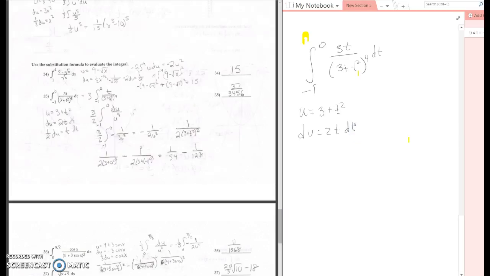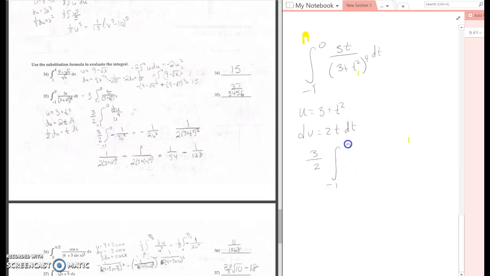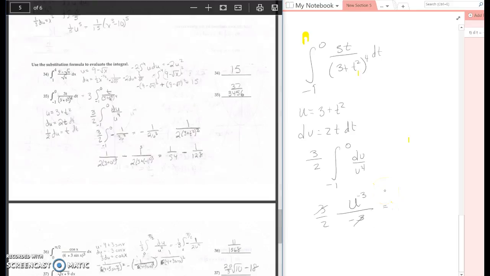So what you have looks good. Let's go from this step right here. So 3 halves, integral from -1 to 0 of du over u to the 4th. We would think of that as u to the -4th, which would become u to the -3 over -3. We have this 3 halves, so you're right, you could cancel those out. So this looks great.